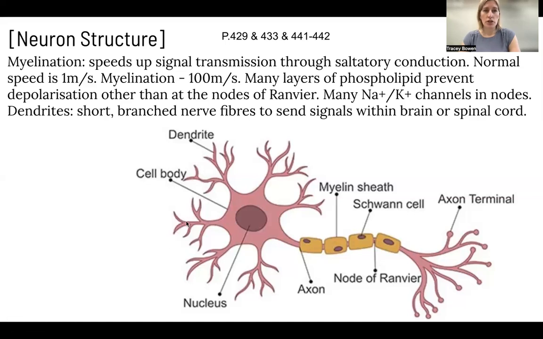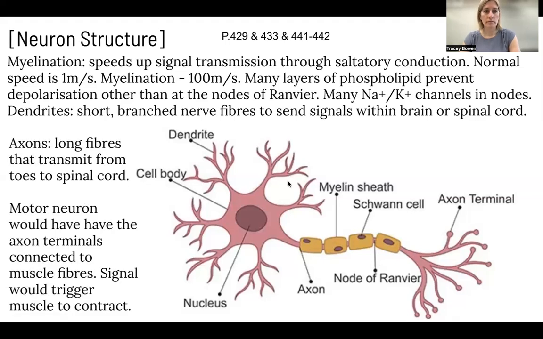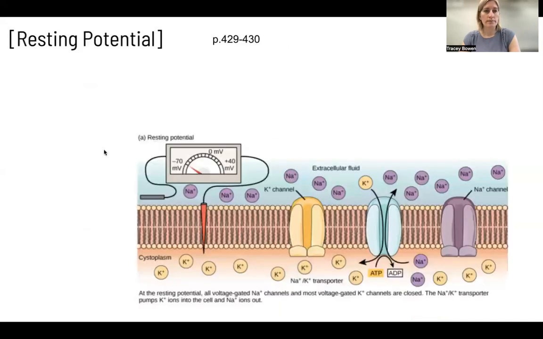So these dendrites are short branched nerve fibers that are going to send signals within the brain or the spinal cord. Axons are long fibers that transmit from the toes to the spinal cord, or from the arms to the spinal cord. And then motor neurons would have the axon terminals connected to muscle fibers. So then that would signal a muscle fiber to contract.